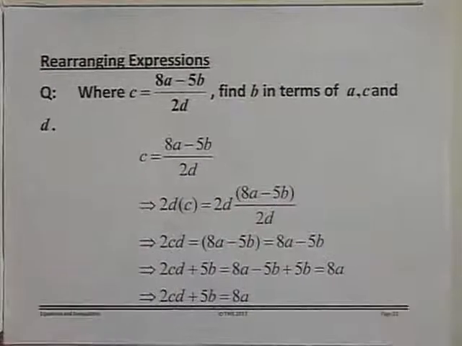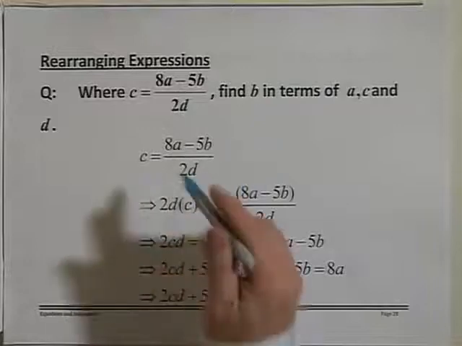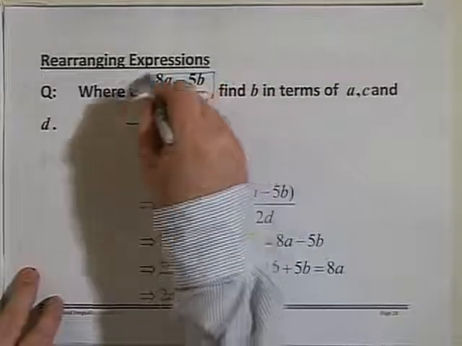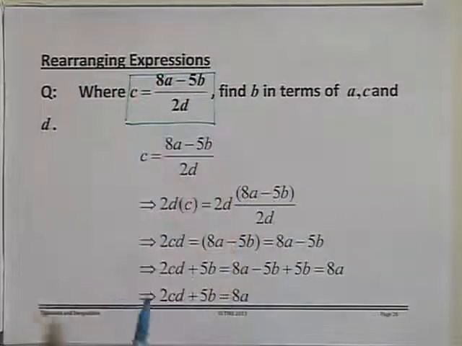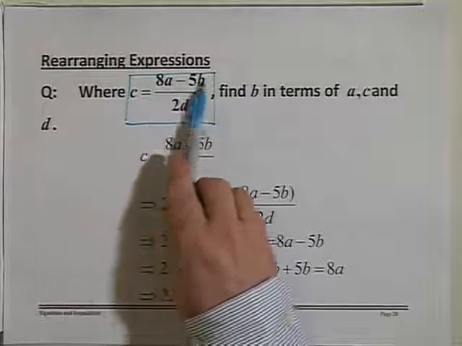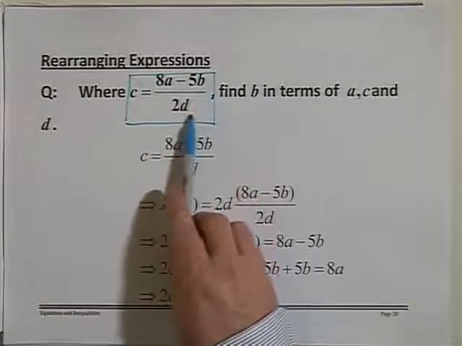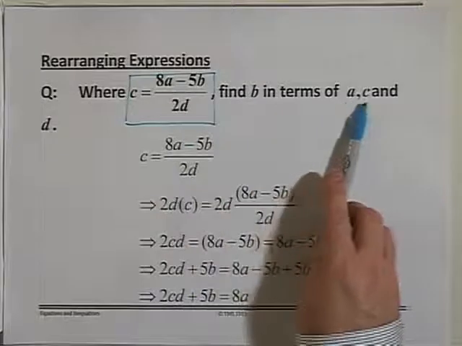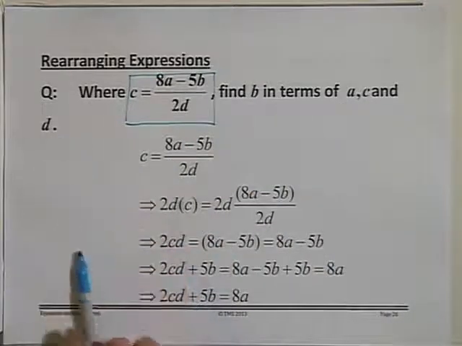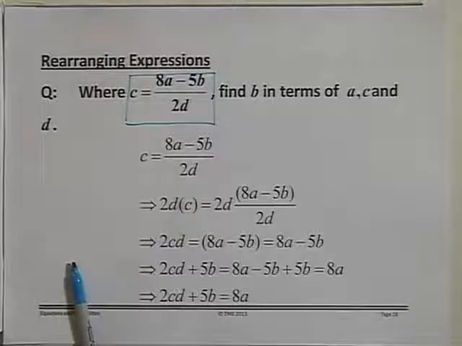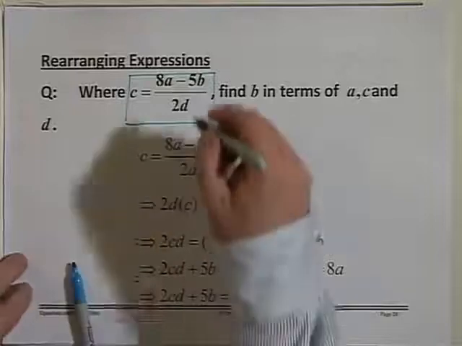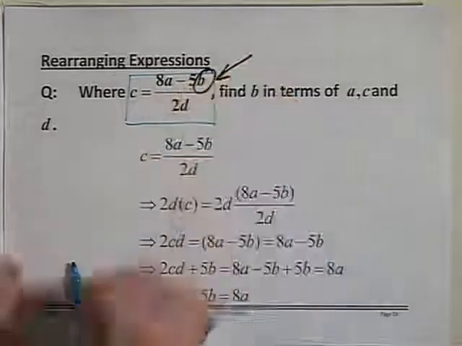So, in the exam, you're given an expression where c is equal to 8a minus 5b over 2d. Find b in terms of a, c, and d. What they're saying is find b. B is here. So they're saying change your focus of interest just to here.